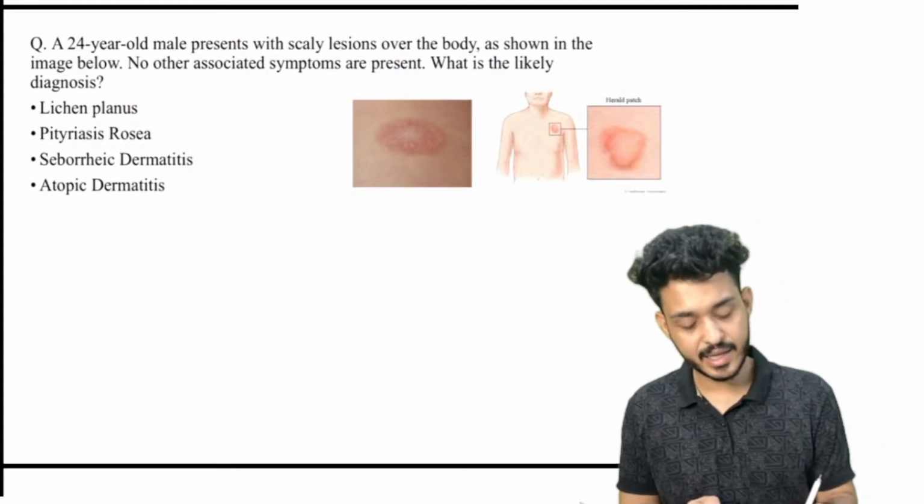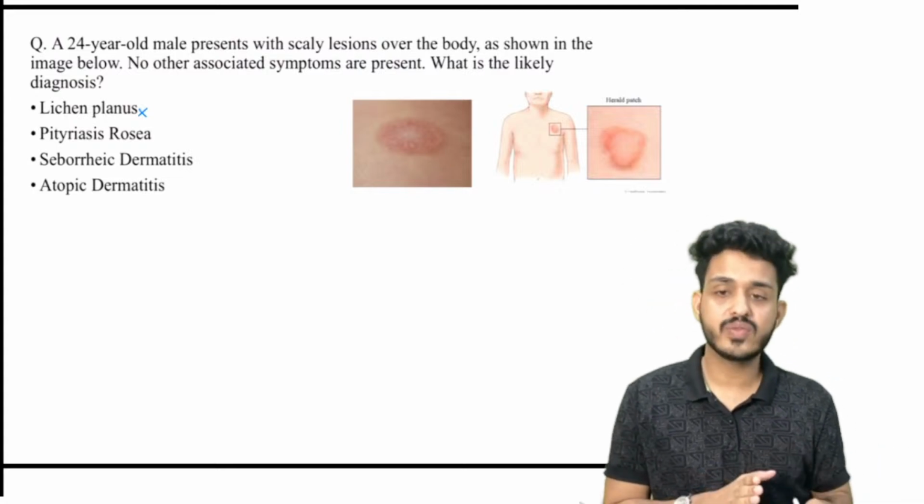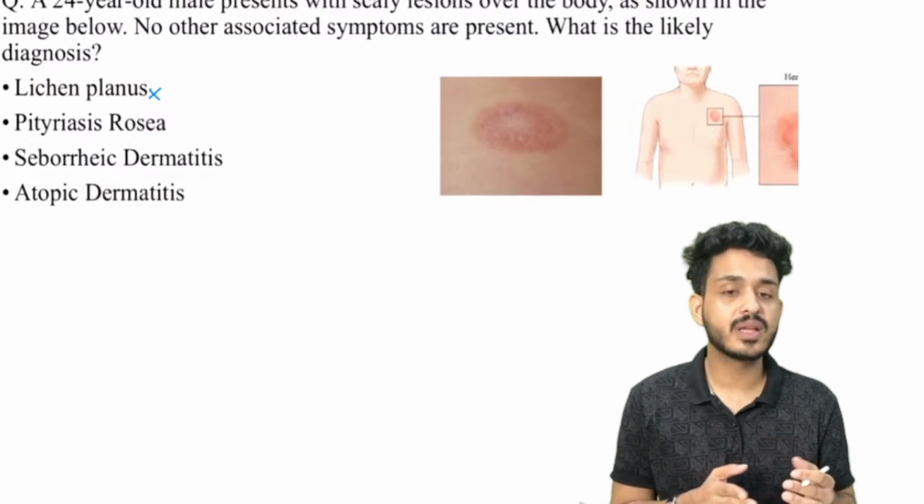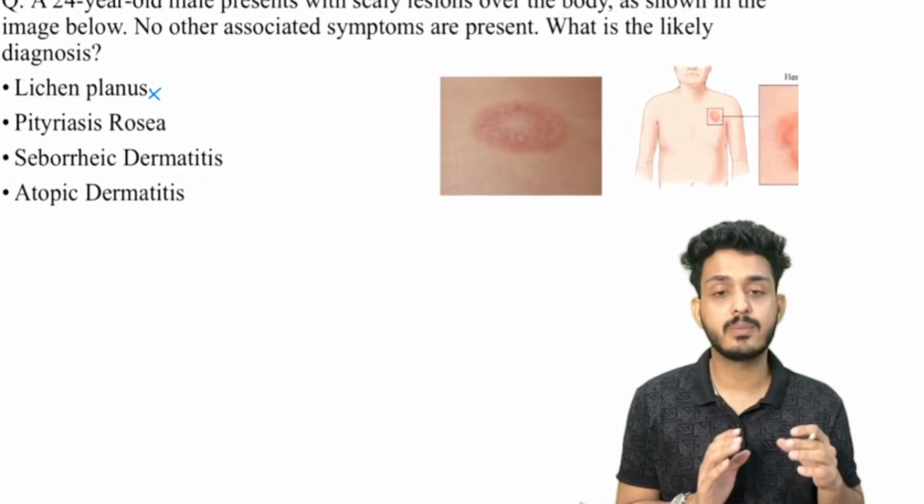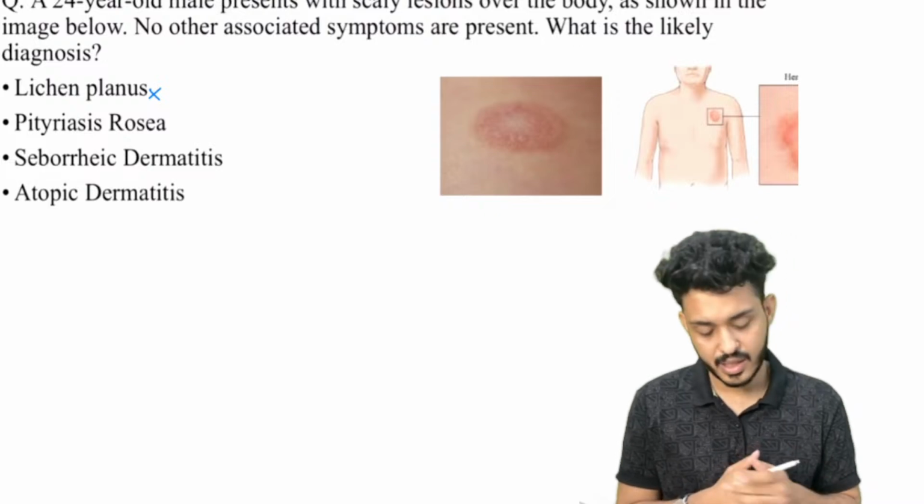What do you think? Is it a lichen planus? No, we already know. Till now, what we have studied, lichen planus will be having the 4 Ps: pruritic, plain, purple, polygonal papules should be there. So it cannot be that.